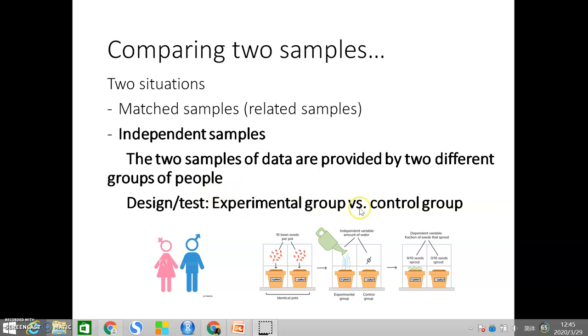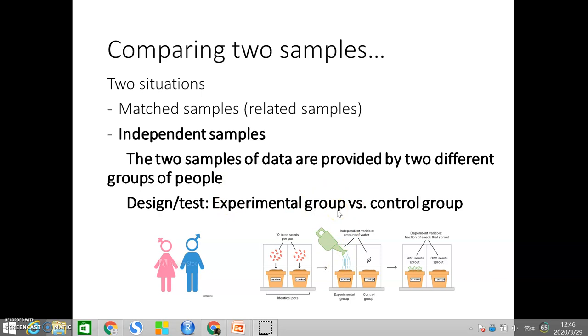diet plan. We call this group the experiment group because this group receives some treatment, some interventions. And the other group does not receive any treatment. We call it a control group. Okay, so after a while of this treatment or this diet plan, we're going to measure the variable of our interest, let's say the weight. And we want to see if this diet plan helps reduce the experimental group's weight.